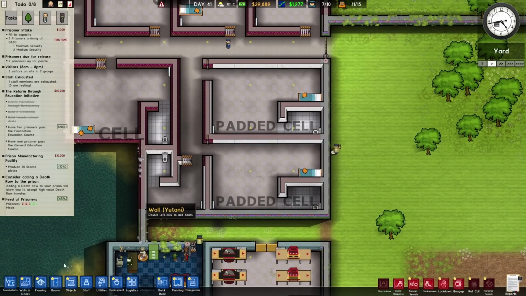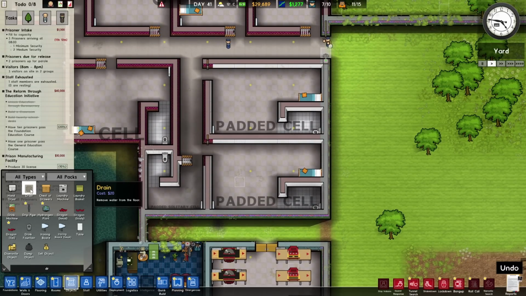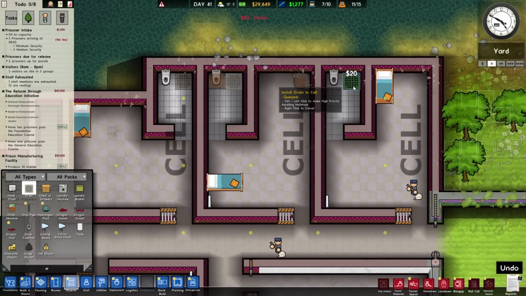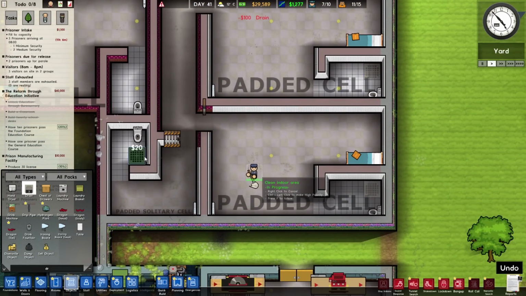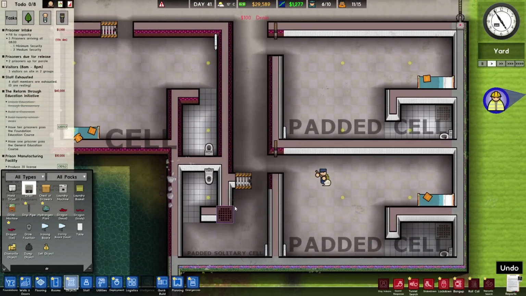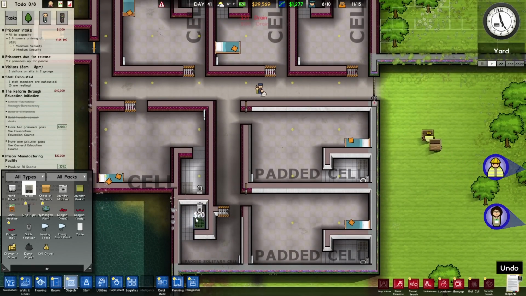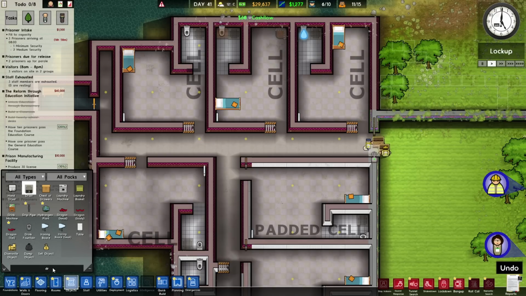Yeah, okay, right. So let's get all these other bits and bobs in now. So we want to get the drain in. Okay, so a drain. That can go next to the loos because that makes perfect sense. So there we go. Drain, drain. The solitary doesn't need a shower, I don't think. That can just have a nice little toilet, and we'll put the mirror thingamabob in.